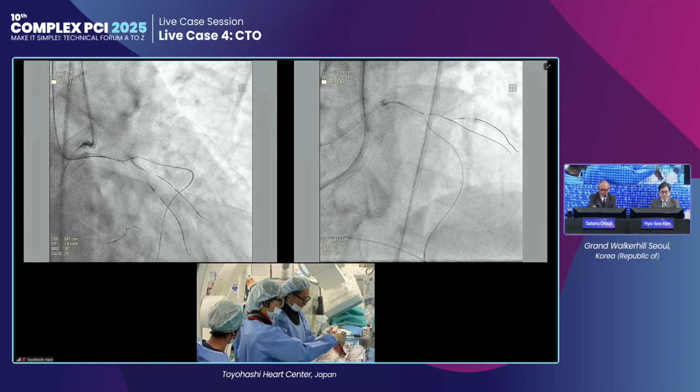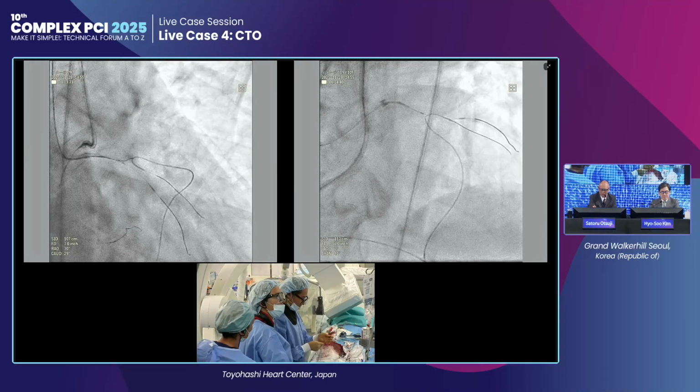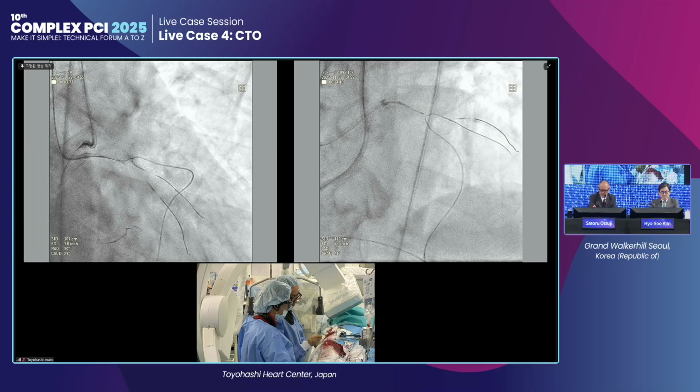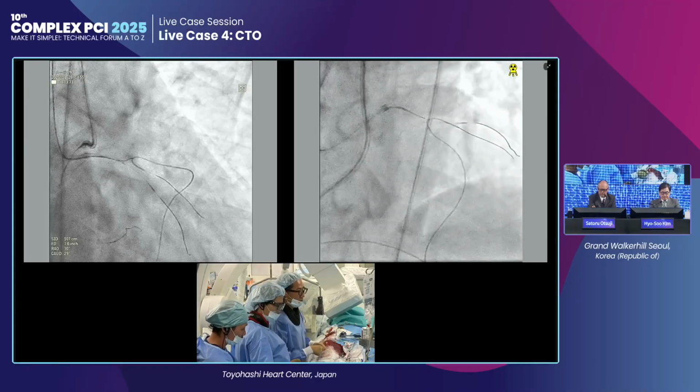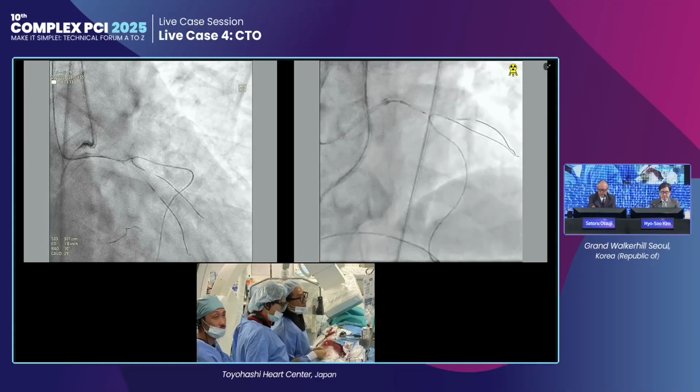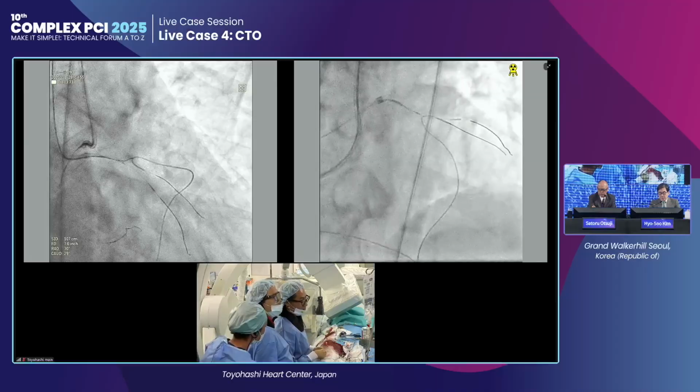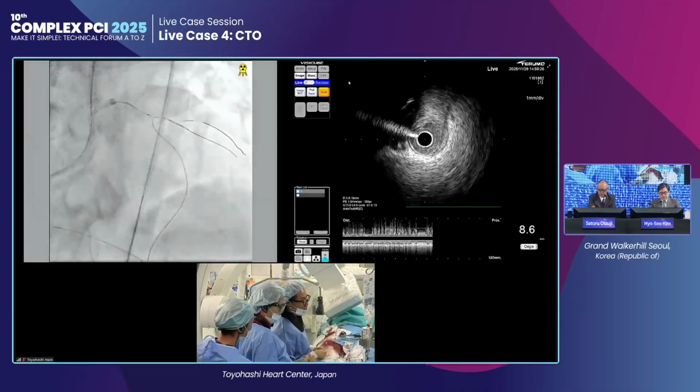Okay, I will change a little bit of the curve of the antegrade wire. I'd like it more toward the diagonal side. How about using a more stiff wire like Gaia Force? Yeah, if that's so, I will change to the Gaia Next. The current wire is a Gaia Next 2.